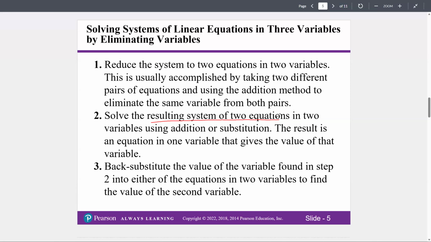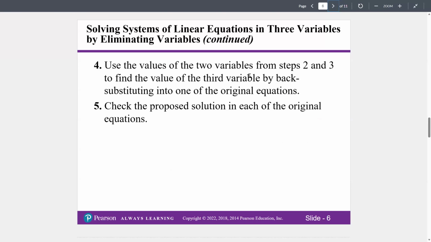So the result of this 2 variable system is we're going to find one of our variables, and then we're going to back substitute and find the remaining variable from the 2 variable system. At that point, we have our 2 variables. So we just use the 2 variables that we have to go back into one of our equations and find the 3rd variable.